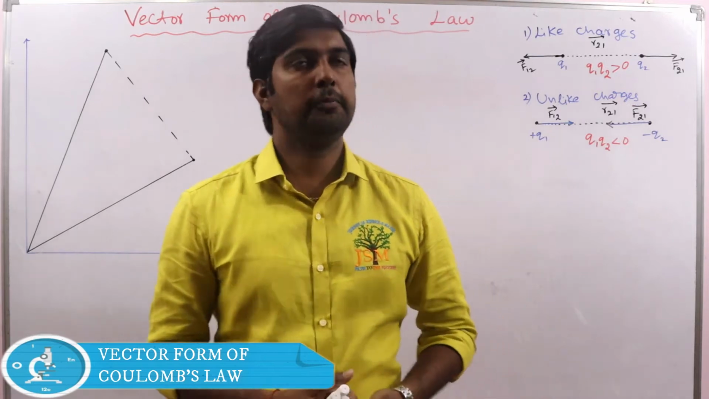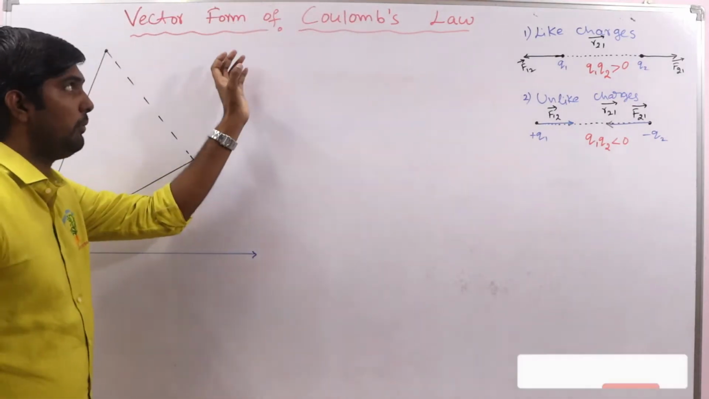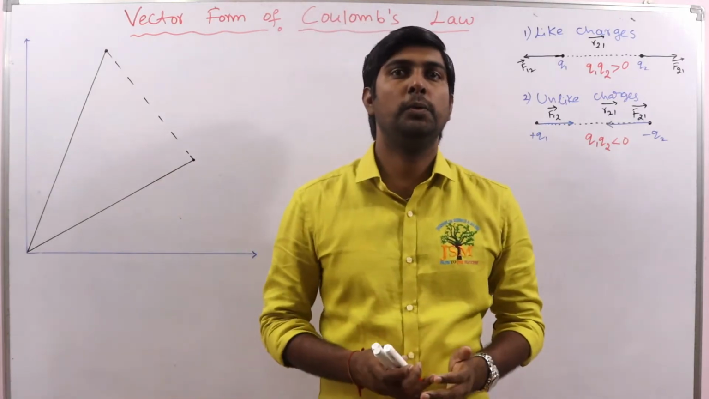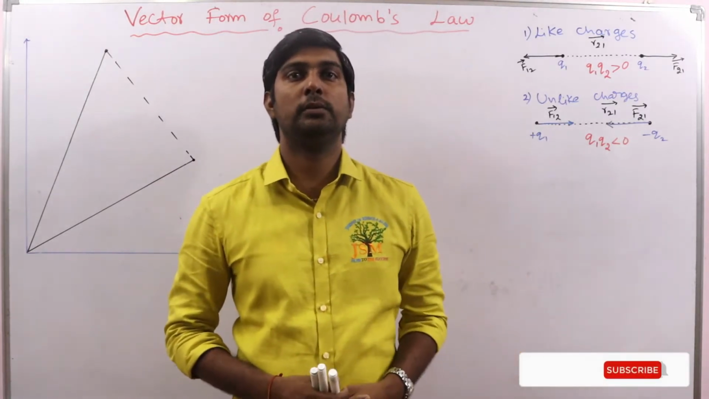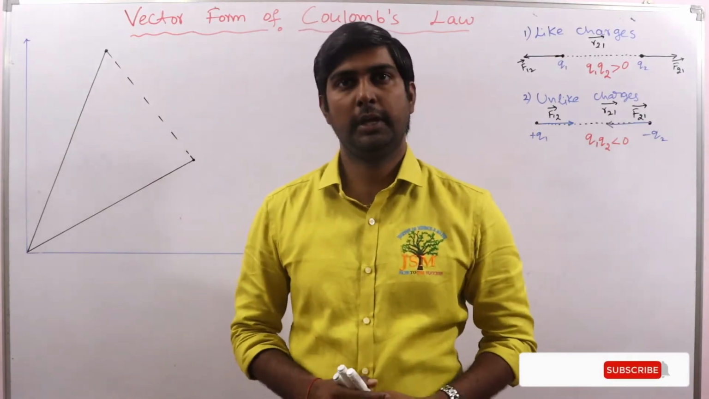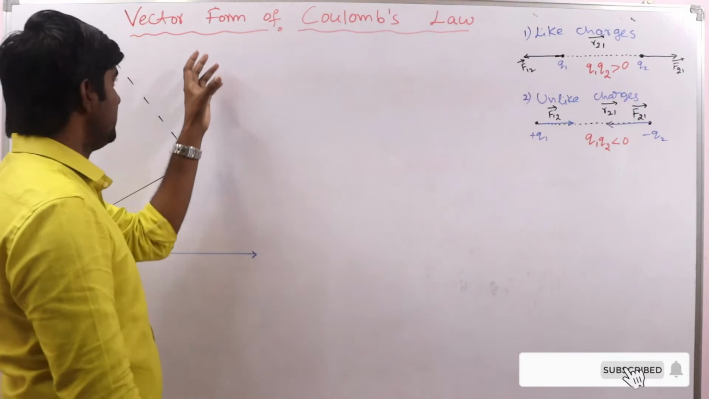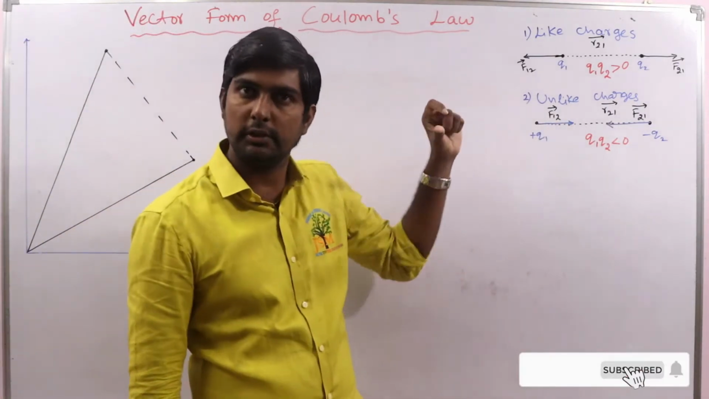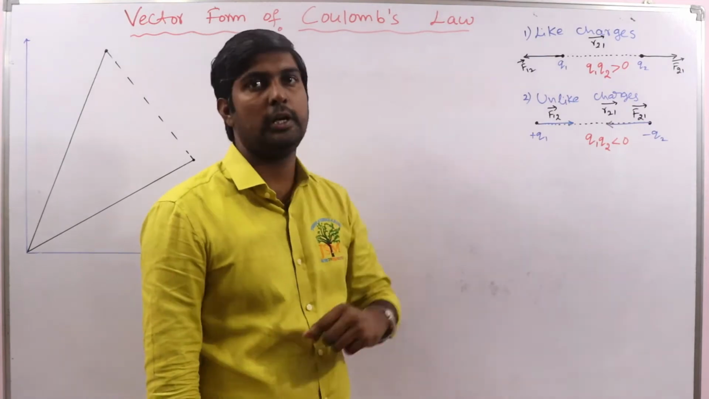In this lecture, I am going to explain the vector form of Coulomb's law. In the previous lectures, we discussed Coulomb's inverse square law and also the properties of electric force between the 2 point charges. Before going to discuss this, let us discuss once again some main points from the previous lectures. Those are useful here also.